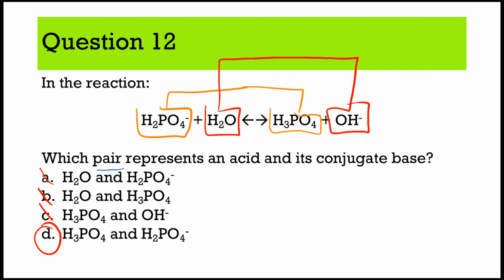And if you wanted to go through this further, to label it, H2O to OH, you have to lose or donate H+. So that makes this your acid and this your conjugate base. And then in order to go from H2PO4 to H3PO4, you need to gain or accept an H+, which makes this your base and this your conjugate acid. Again, that part doesn't help with the question. As long as you can identify your pair, that is all you need.